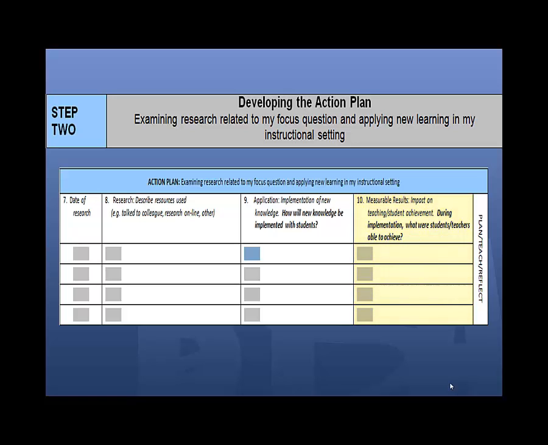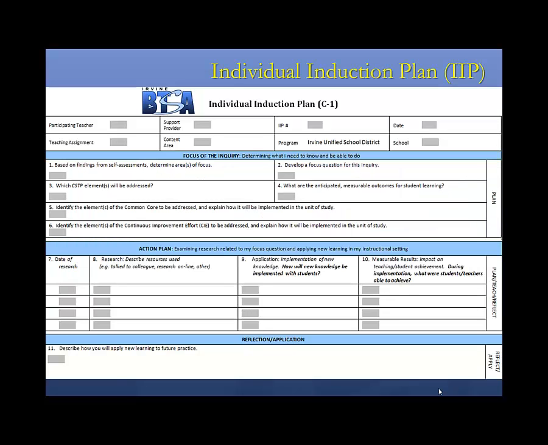The individual induction plan, C1, cells 7 through 10 are updated throughout the inquiry process, while the individual induction plan, cell 11, serves as a culminating reflection. At this point in Module C, you will begin to complete the other Module C documents. But to complete the IIP instruction, I'm going to briefly describe cell 11. For year 2s, you'll notice that we eliminated some redundant questions from the past, and we just have cell 11. Describe how you will apply new learning to future practice. In this cell, the new teacher will describe what they're going to do differently or the same for future practice.